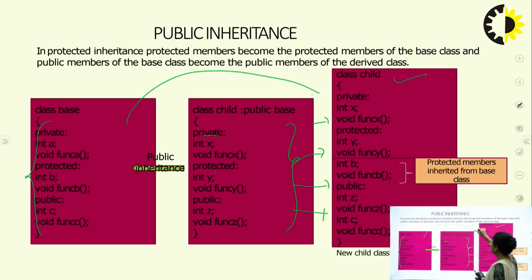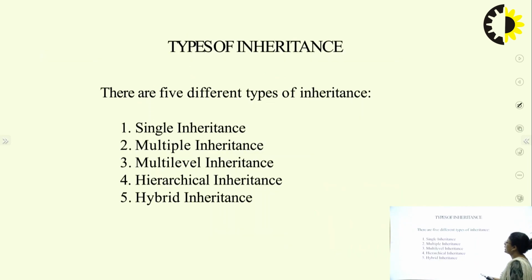The members of the base class become members of the child class, and in what order, in which way they will take the membership, that depends on the kind of inheritance we are doing, whether we are doing public inheritance or private inheritance or protected inheritance. Now, talking further on that, we have 5 kinds of inheritance.